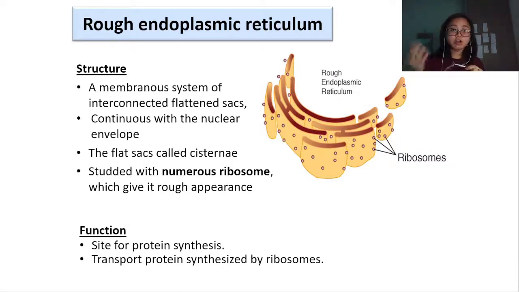And the function of RER is the site for protein synthesis. Usually, it will transport the protein that are made by ribosome. So, ribosome tolong dia buat kerja, ribosome tolong hasilkan protein, rough endoplasmic reticulum tolong hantar.